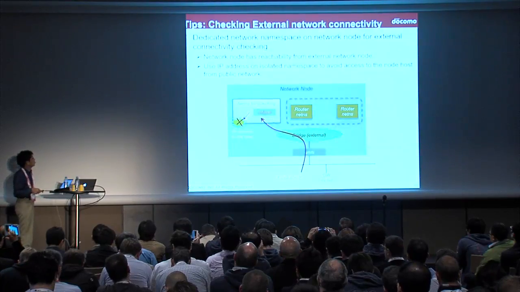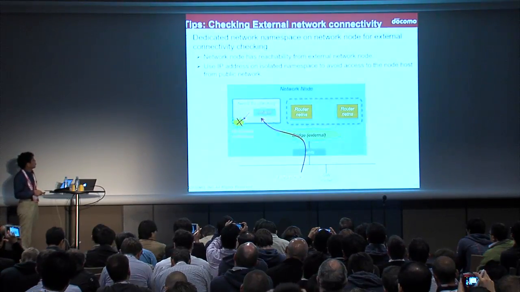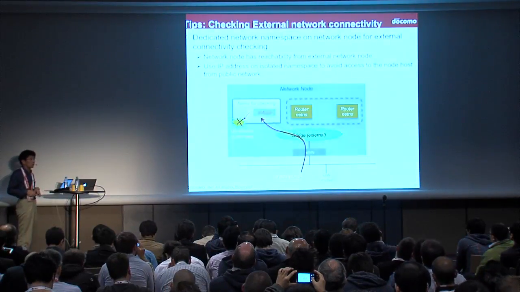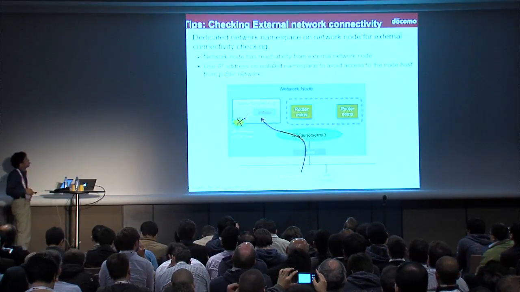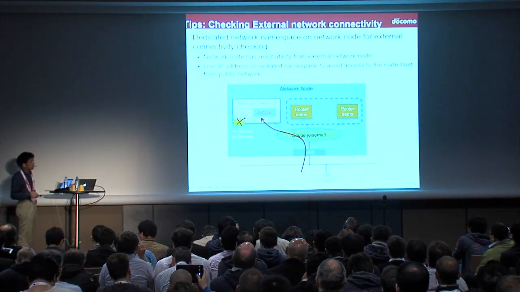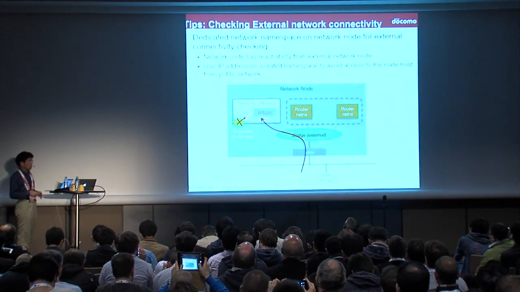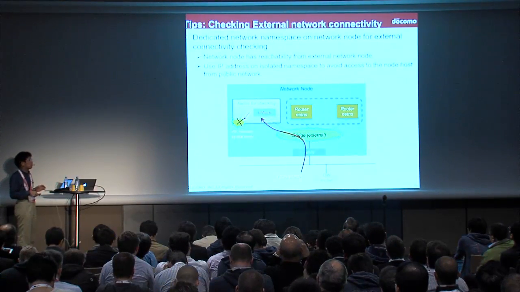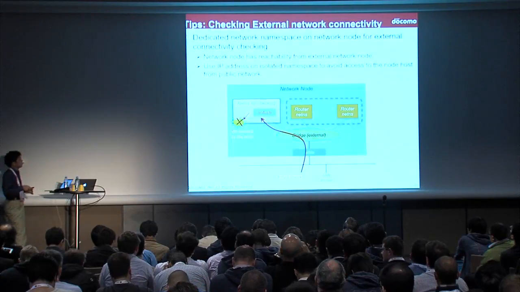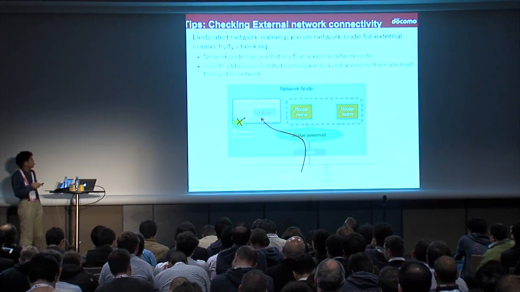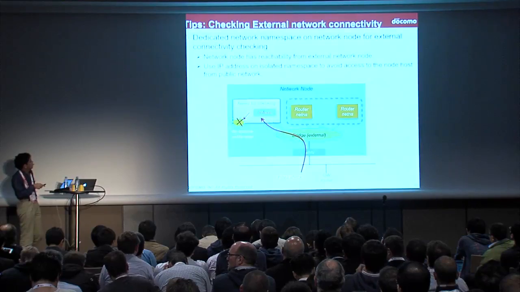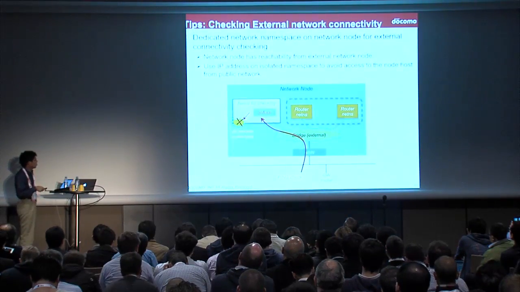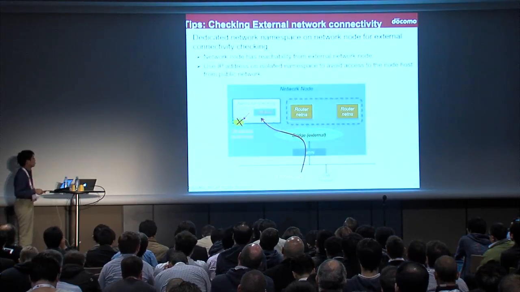This is just a tip to check external network connectivity. The external network is reachable from the internet, so we would like to avoid accessing the node itself. So we use a network namespace, assign an IP address in the network namespace, and check the connectivity from the external network.